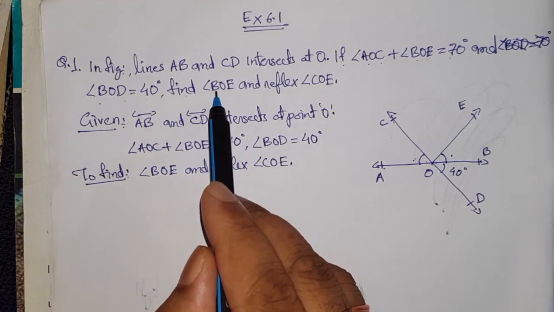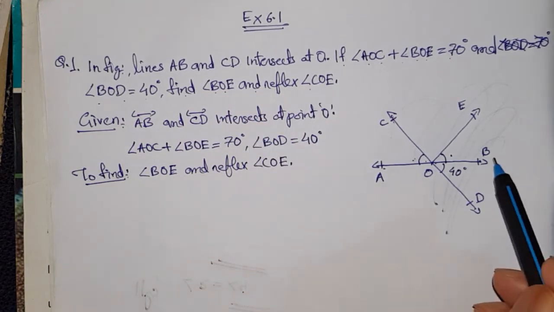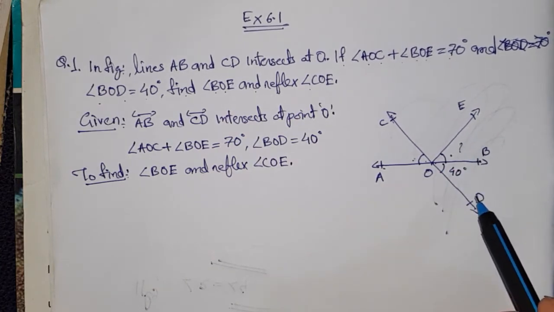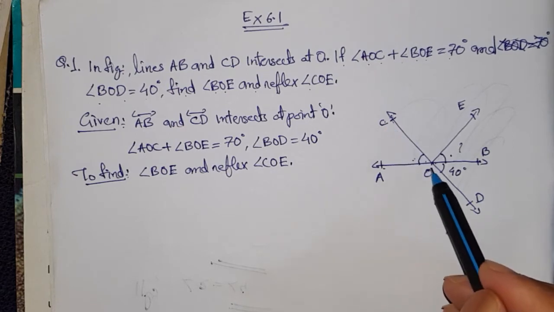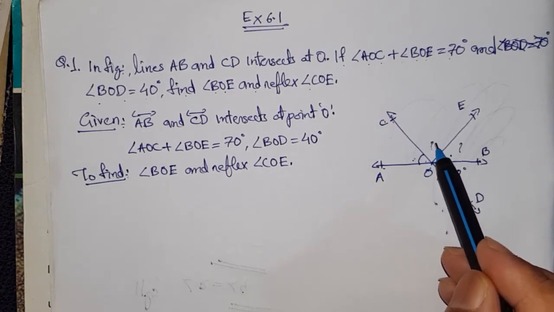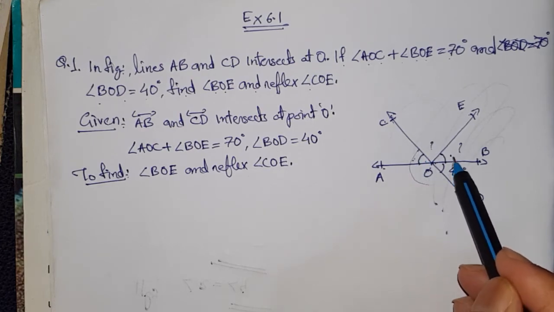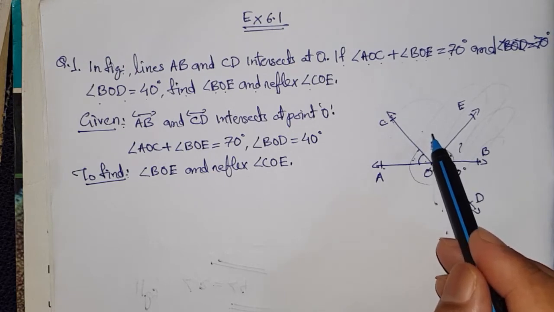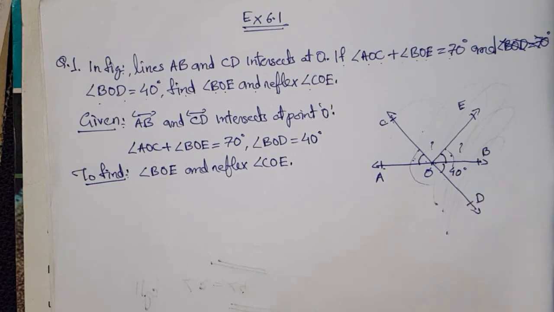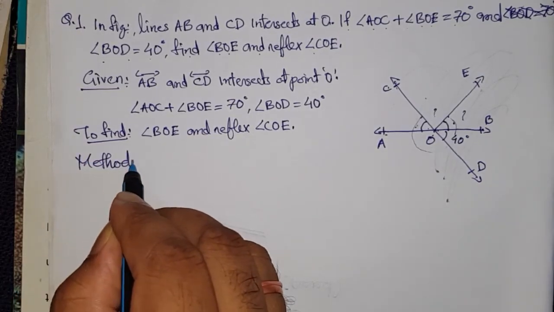What you have to do? You have to find BOE and reflex COE. So they are asking to find angle BOE. This angle you have to find. And reflex COE, this angle. So reflex means what? Not this angle. You have to find the whole angle from here, till here, leaving this angle. COE you have to leave, and this whole reflex angle you have to find. Okay.